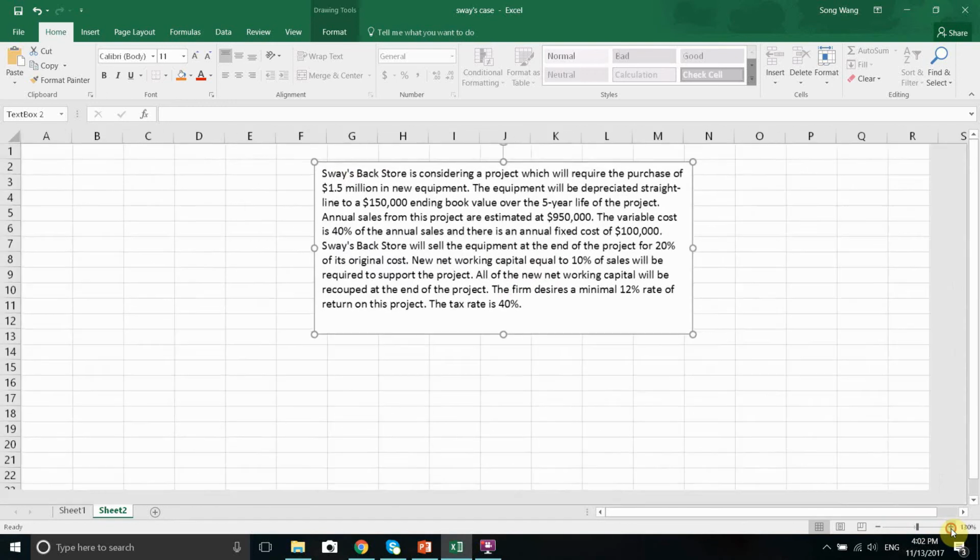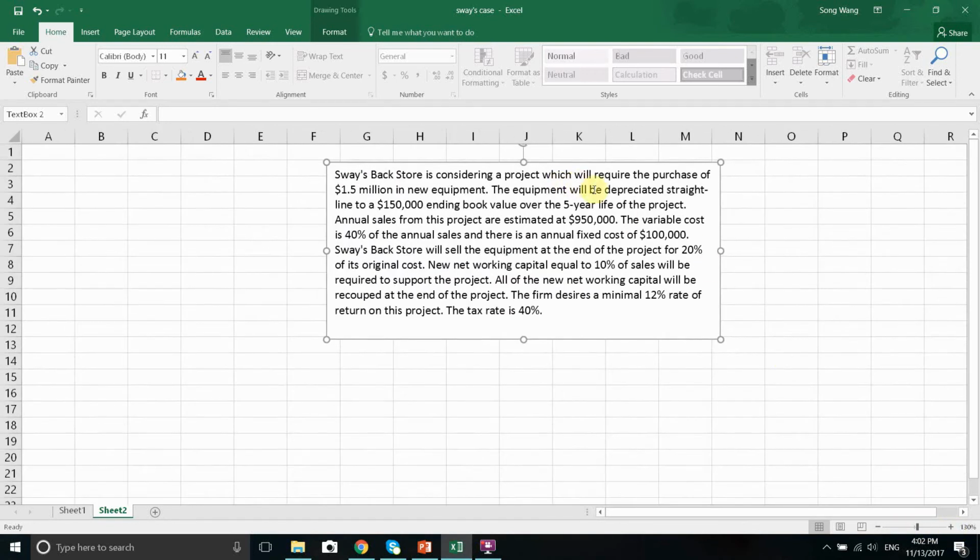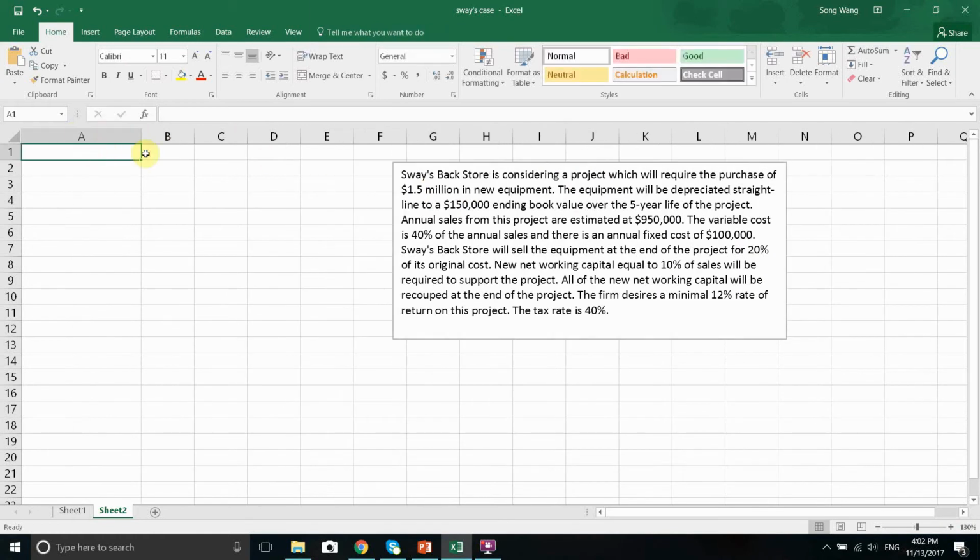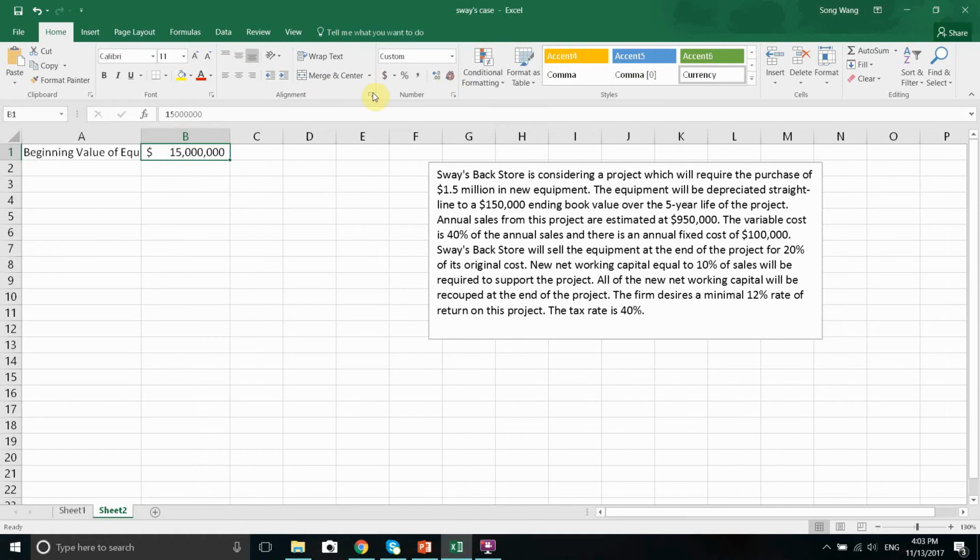So this company is considering a project that will require the purchase of equipment at $1.5 million. So that's basically the startup cost, the beginning value of equipment, $1.5 million. So I think this is 1.5 million. So make it a dollar figure. Actually, I put one additional zero here.